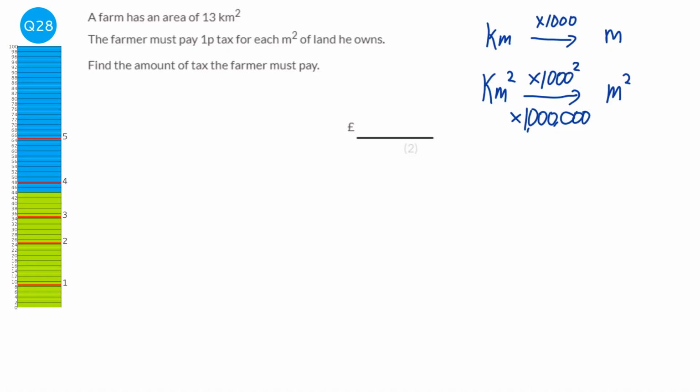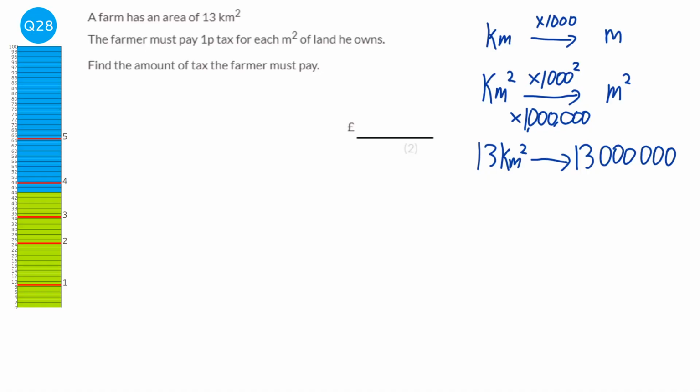So 13 kilometers squared is going to be the 13, and then it's going to be times by 1,000,000. So 1, 2, 3, 1, 2, 3. So it's going to be 13 million.